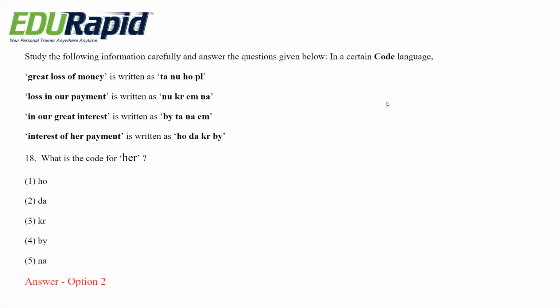Okay friends, this covers coding and decoding, which is usually asked in banking exams, both Chinese coding decoding and condition based coding decoding. More questions are available on our website EduRapid. Please log in, and there you can find the PDF for coding decoding. There are plenty of questions based on this pattern. You can practice there.